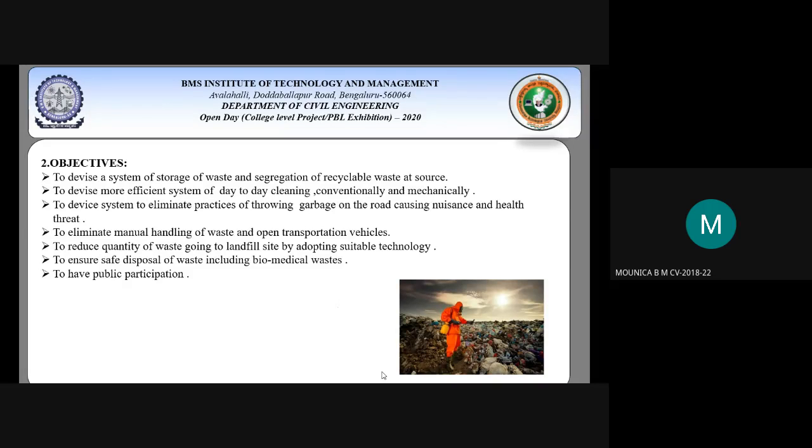We should stop transporting solid waste in open vehicles which dump the waste material. Such vehicles should be avoided, and it is better to use closed vehicles. To reduce the quantity of waste going to the landfill site by adopting suitable technologies. To ensure safe disposal of waste, including biomedical wastes.